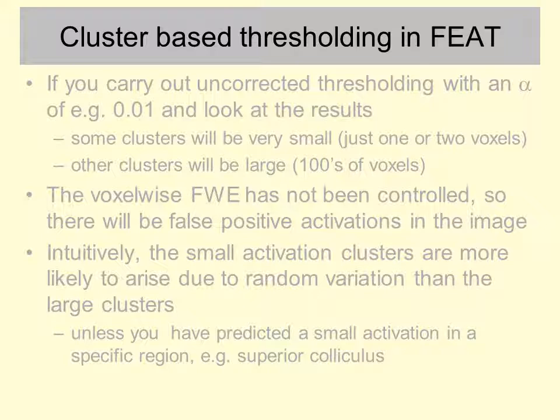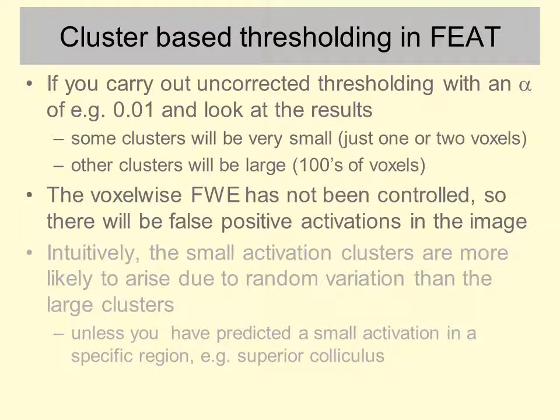The other option in FEAT is to select cluster based thresholding, which we'll spend a little bit of time talking about now. So imagine you use the uncorrected option and set an alpha of something like 0.01 and look at the results. You will see various clusters or blobs in the images, and some of those clusters are very small, comprising just 1, 2 or 3 individual voxels, whereas other clusters are more like big blobs consisting of hundreds of adjacent voxels.